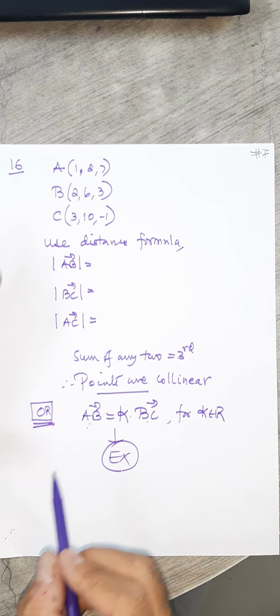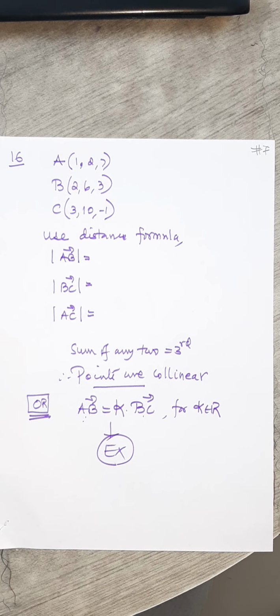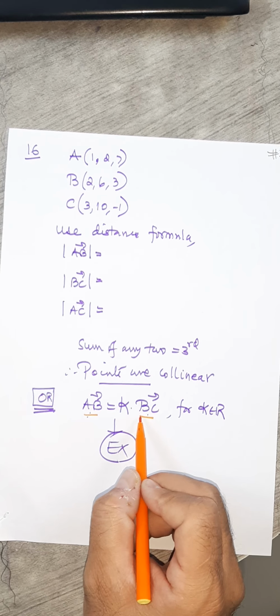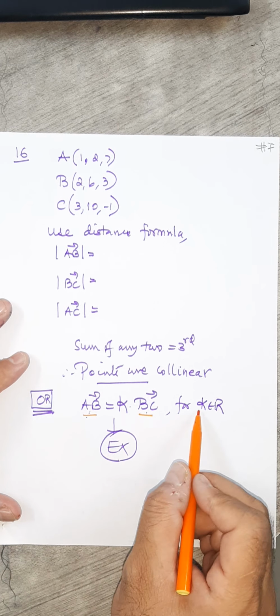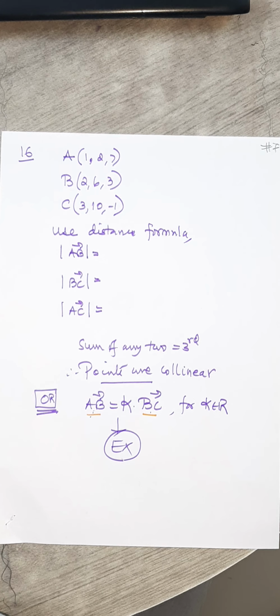This is the straightforward distance formula, right? Not a big task for us. Remember, you can do it. Or you just notice vector AB and BC. If you find that one must be a multiple of the other, maybe negative or positive, multiple of the other one means what? Either their vectors are in the same or opposite direction. That means the points are collinear.